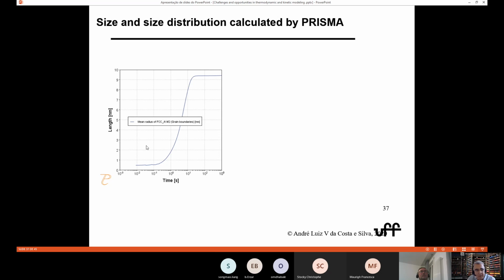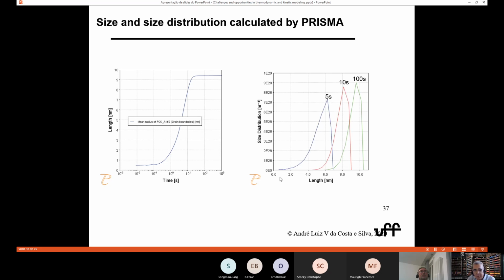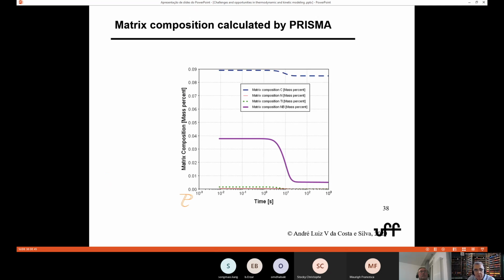I can look at the size of the particles versus time. I can look at the size distribution, which is very important, so this is frequency, this is size. So you see it goes coarsening with time, even at 5 to 100 seconds it is already coarsening, so you have to be aware of this. And then we can also calculate the niobium in solution, which is the real niobium in solution, because you're considering many particles with different sizes that are precipitating in different locations.